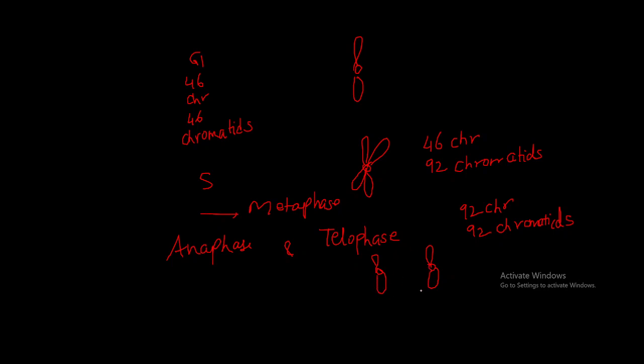These are not chromatids now. These are now chromosomes. The number of chromosomes will be 92 and the number of chromatids will be 92 in the anaphase and telophase. And then coming to cytokinesis, after the two cells are formed, each cell will have 46 chromosomes again and 46 chromatids, you can say. This is the second cell, it will also have 46 chromosomes or 46 chromatids.